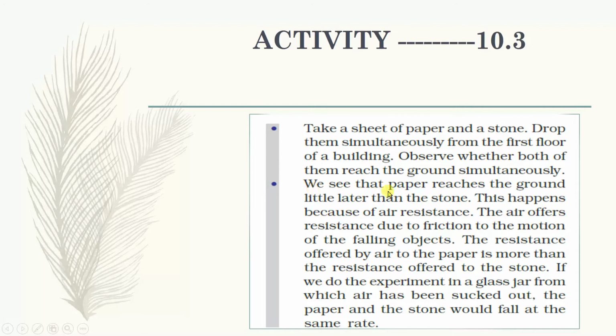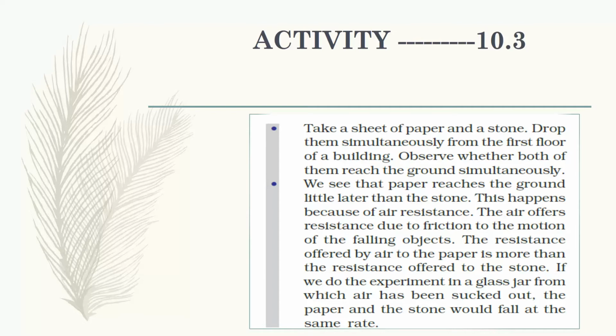But no, we see that the paper reaches the ground a little later than the stone, isn't it? Paper will take time. Why? The answer is here. This happens because of the air resistance, as I have already discussed. The air offers resistance due to friction to the motion of the falling objects, and the resistance offered by the air to the paper is more because paper covers a larger area than that of a stone. So the air resistance to the paper will be more than that offered to the stone.